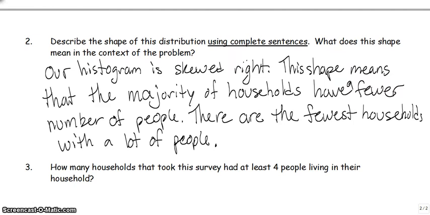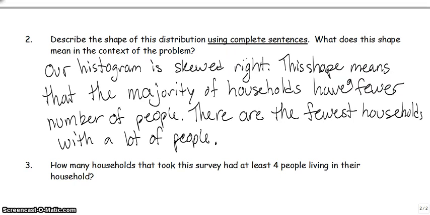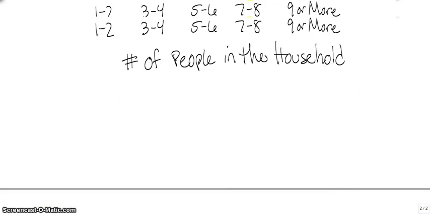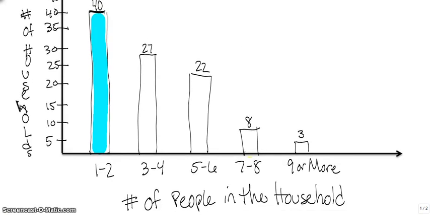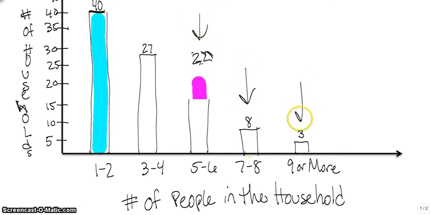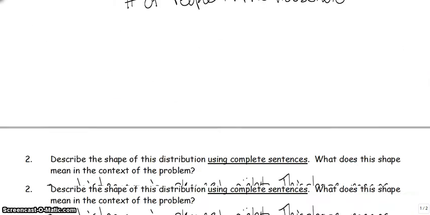Last question here. How many households that took this survey had at least 4 people living in their household? Had at least 4, so 4 or more. Well, this is kind of tough here because I have a column of 3 to 4. So let's say there's at least 22. This is 22. There's 22. There's 8. And there are 3. At least 4. Let's go with more than 4, not at least.